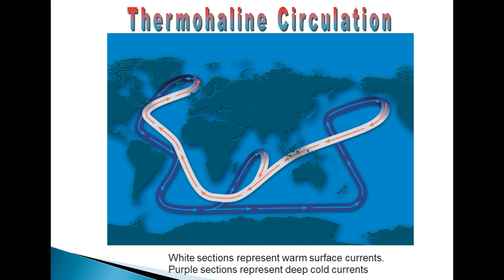Also write in your notes that the global ocean circulation system, often referred to as the ocean conveyor, like you see here right now, transports heat throughout the planet. Now in this diagram, the white sections represent warm surface currents. So here are the warm surface currents by this white ribbon, while the purple sections represent deep cold currents. So here are the deep cold currents right here.